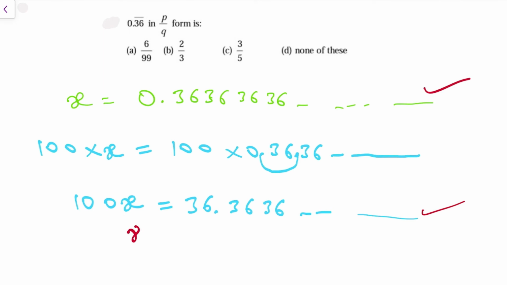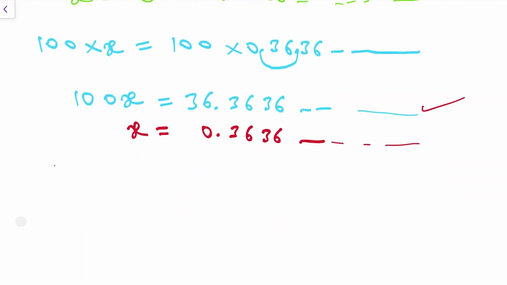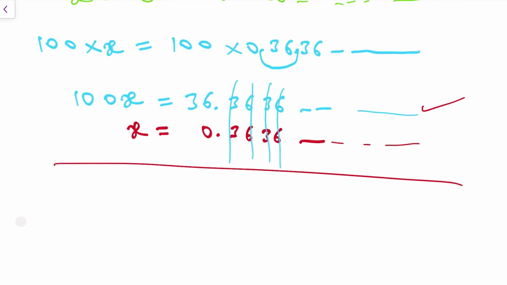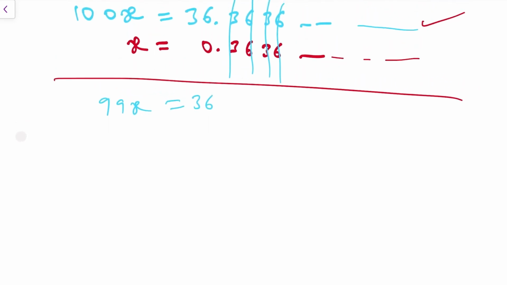So here x is equal to 0.363636 and so on. 6 minus 6 cancel, 3 minus 3 is 0, 6 minus 6 is 0, 3 minus 3 is 0, 36 minus 0 is 36. 100x minus x is 99x. So we got our answer as 99x is equal to 36.